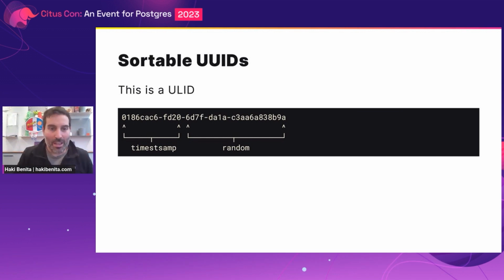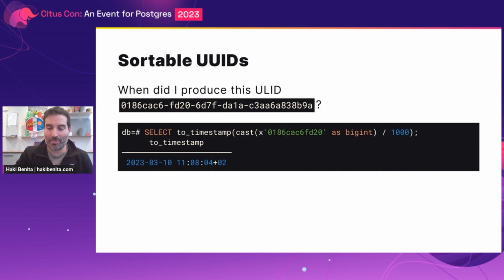Okay, so if you see the first two chunks of the ULID, this is actually the timestamp when the ULID was produced. And the other parts of the UUID are completely random. This makes the UUID sortable in a meaningful way. So as I insert rows and generate new UUIDs, new ULIDs, they are going to be slowly incrementing, because the prefix is essentially the timestamp.